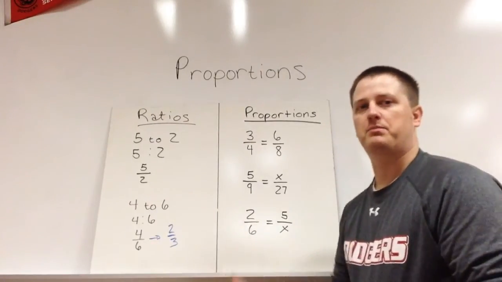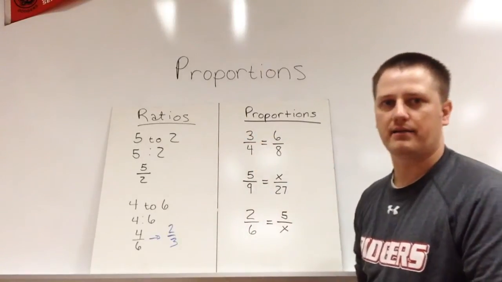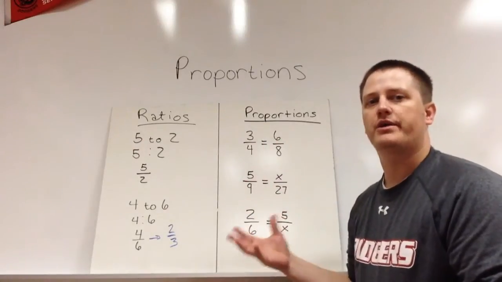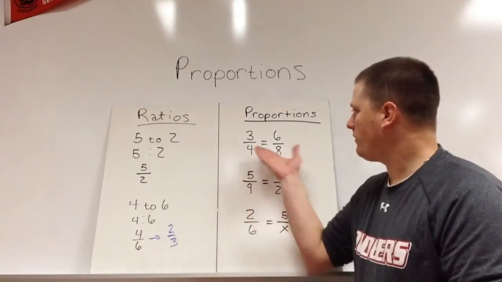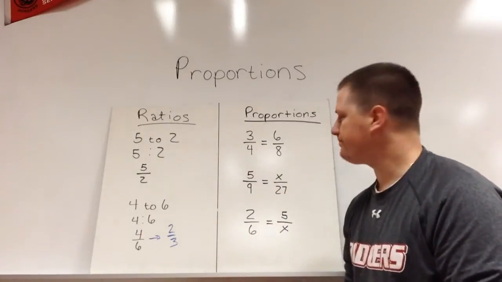Some examples of proportions would be 3/4 equals 6/8. This is one that's already completed. There's no missing numbers. We just can use either our basic knowledge to know they're the same, or we can reduce 6/8 to prove that 3/4 is the same.